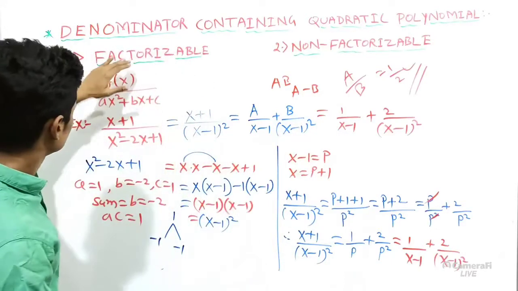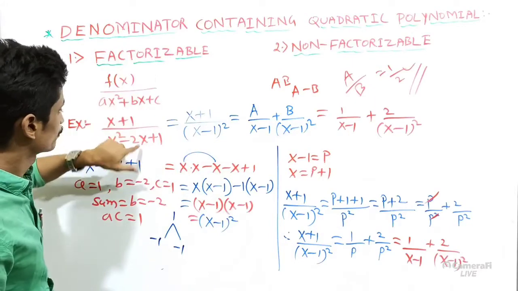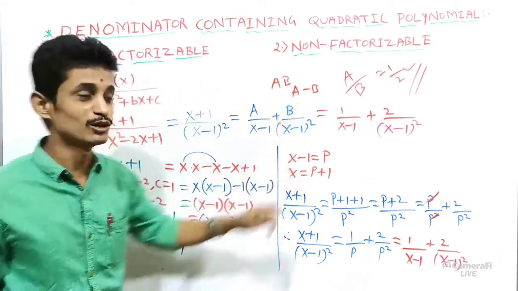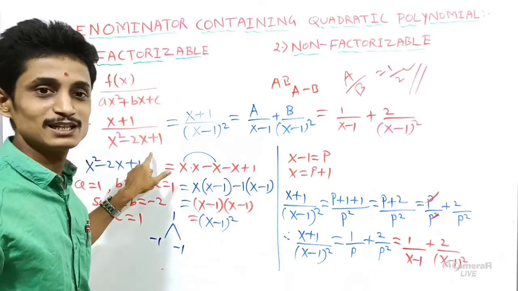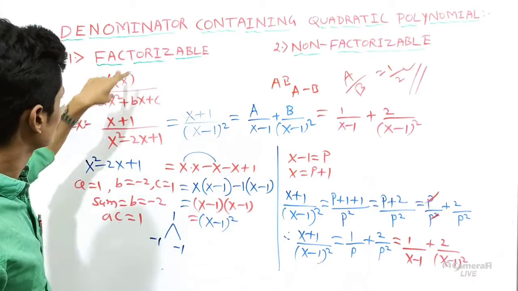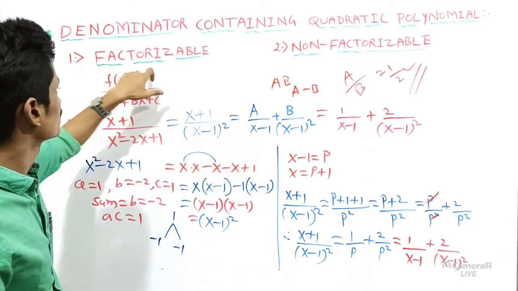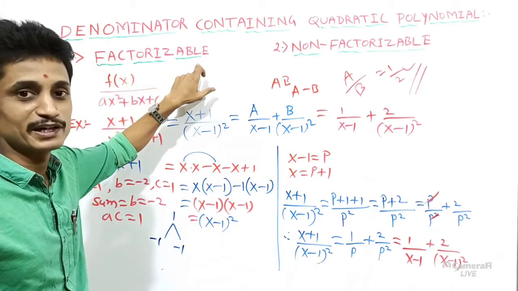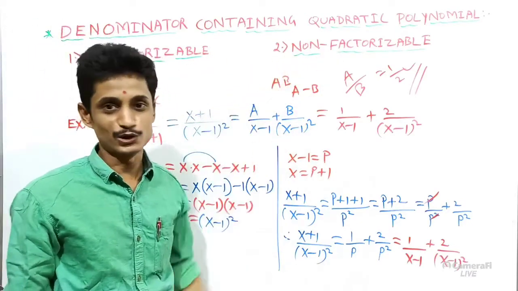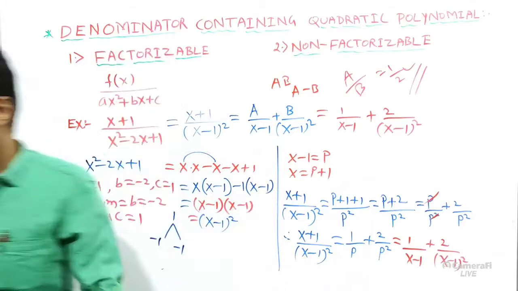Note it, this is another type of factorizable problem. Before, we took discriminant greater than 0, now we took discriminant equal to 0. Now these are two types of examples we got in the factorizable quadratic polynomial. Now I will move to the non-factorizable quadratic polynomial. Please note it.